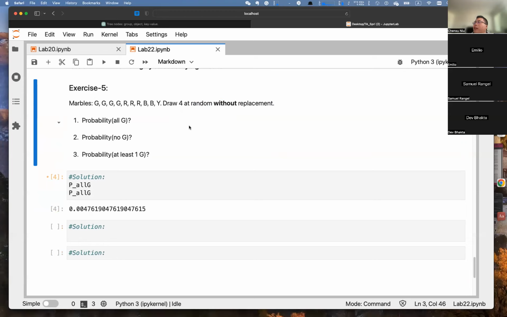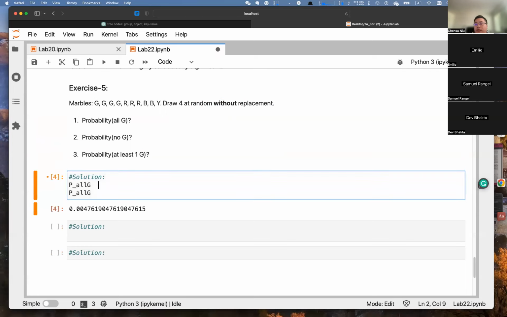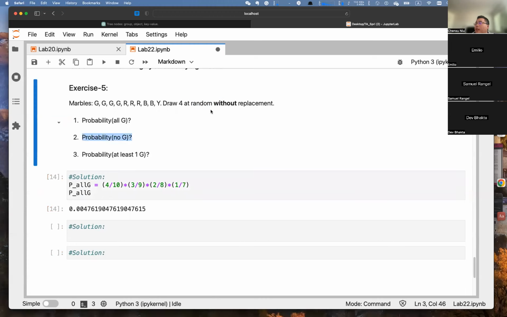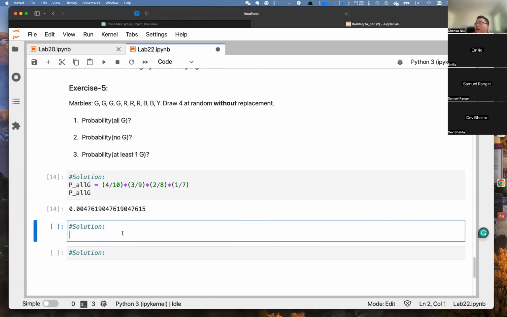Okay, for instance here, P all G's. So for the first one, the result would be 4 divided by 10, right? And the second one would be 3 divided by 9, right? Because there are only 3 G's left and 9 marbles left. Third one, 2 over 8. Last one would be only 1 divided by 7. It is the result, right? It's different because it's without replacement.